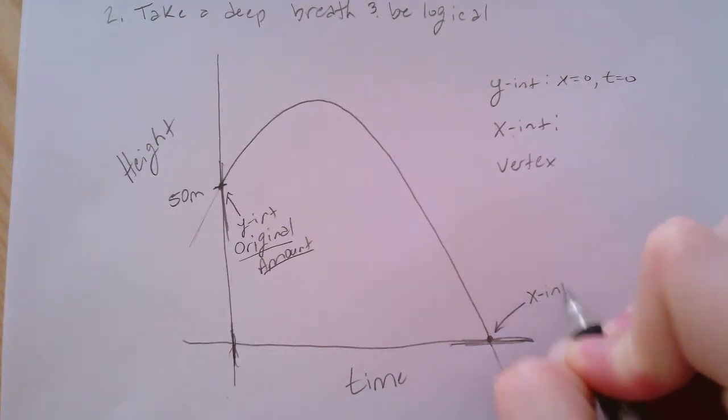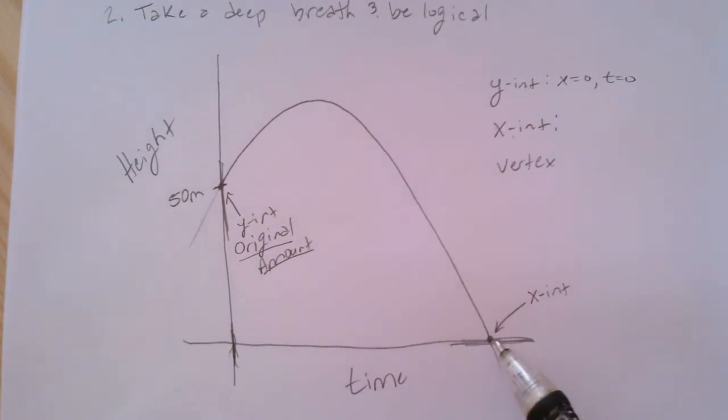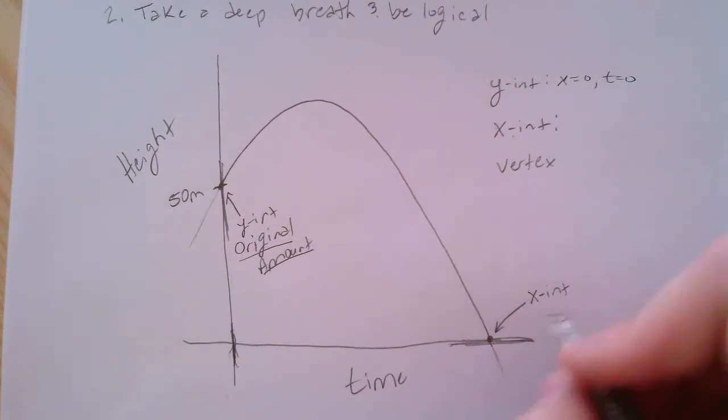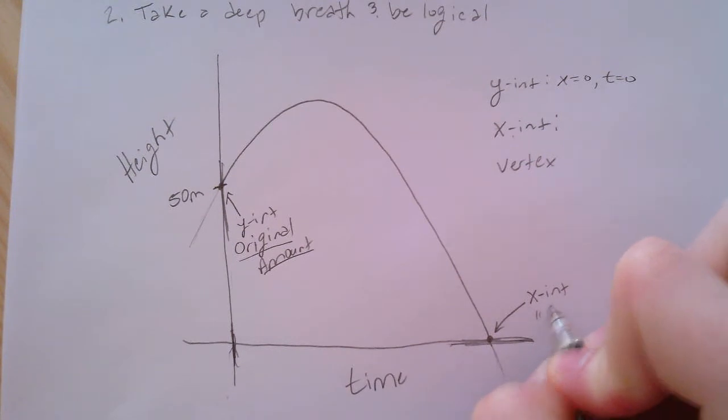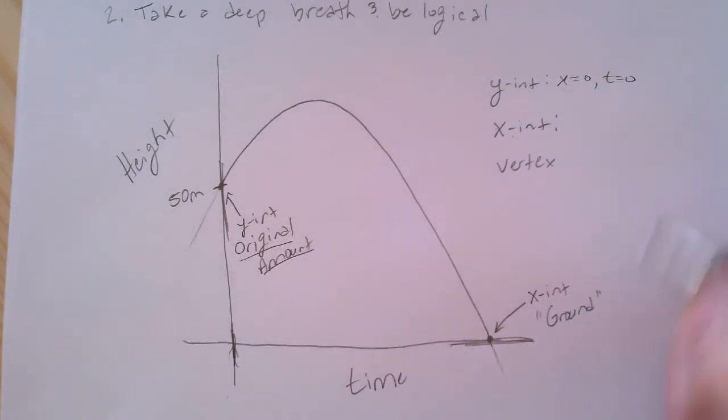Well, the x-intercept, if you're thinking about a ball traveling through space, is technically where the ball would hit the ground. So the x-intercepts generally represent the time when the ball hits the ground or something like that, when your height or whatever is equal to 0. So your height is 0 or your y value is equal to 0.